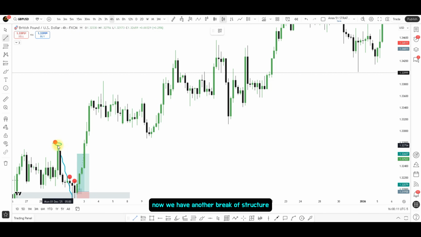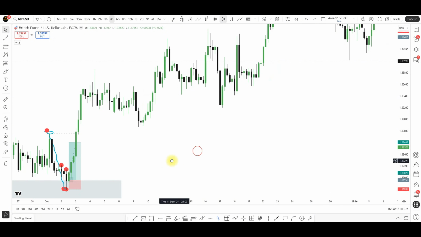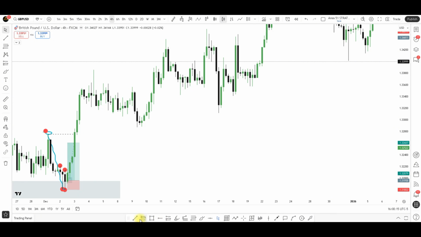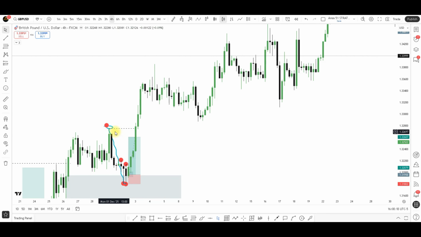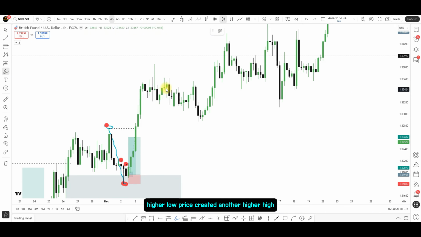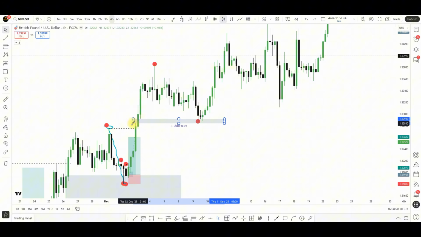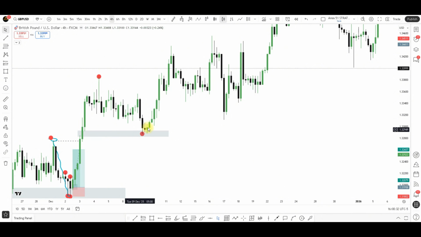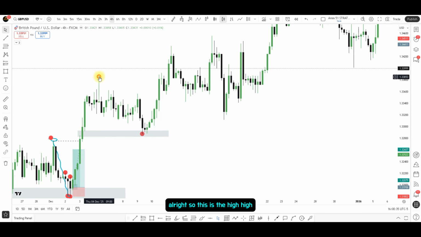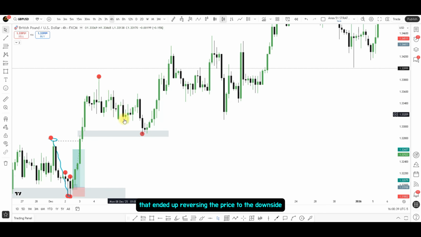Now we have another break of structure. We have another break of structure. Price created another high, and then a higher low, price reversing from this. There was an imbalance over here. There was an imbalance right there. That's going to be for another video. All right, so this is the high that ended up reversing the price to the downside.